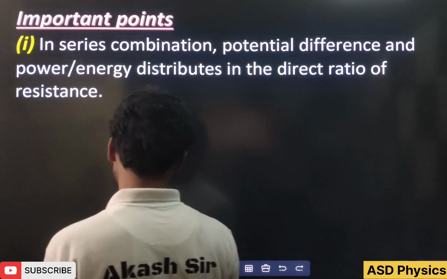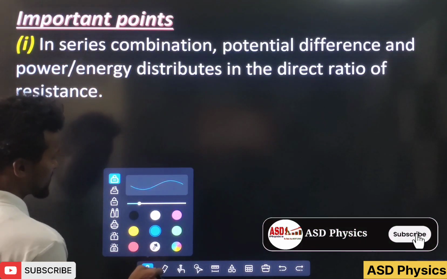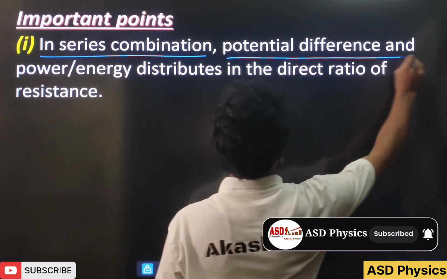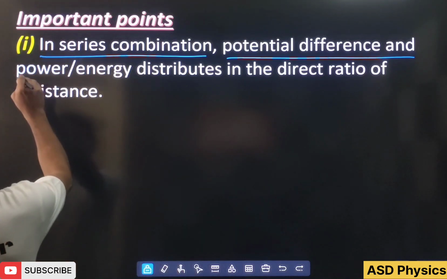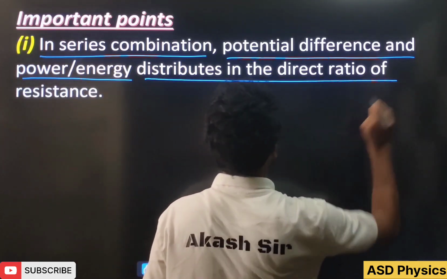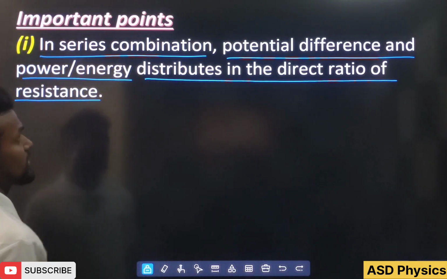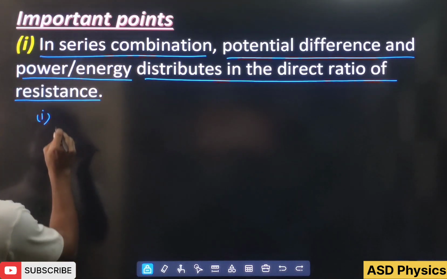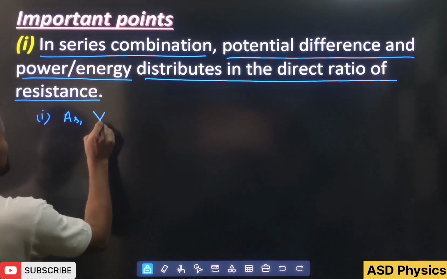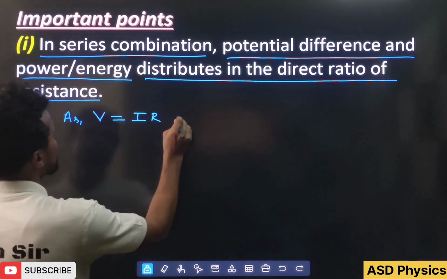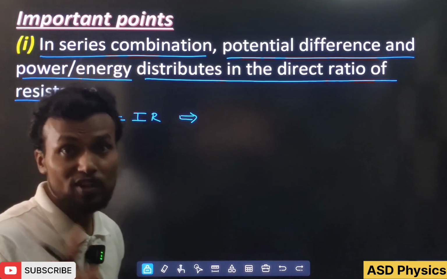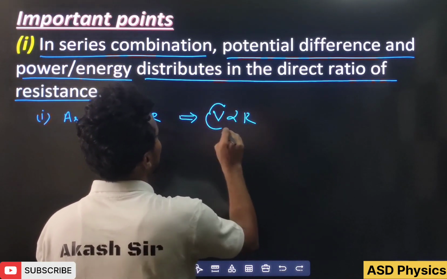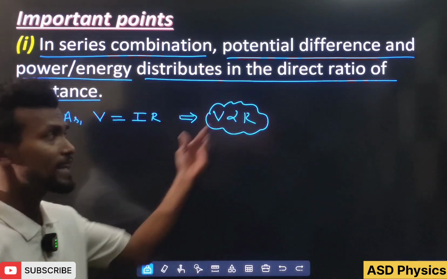Okay, next one, students, under the important points, let's see what the important points are. First one: in series combination, potential difference and power or energy distribute in the direct ratio of the resistances. First we'll see the potential difference. How can we tell this? We know very well V equals IR, correct? And I have told you in series combination what is constant? Current is constant. Okay, that means V is directly proportional to R.